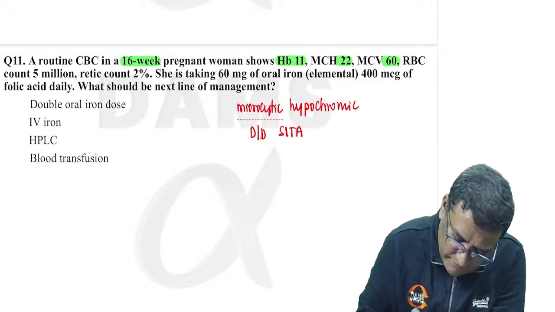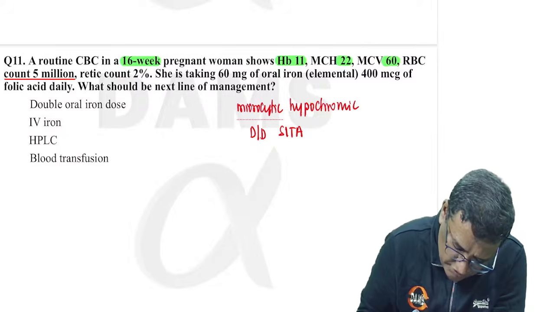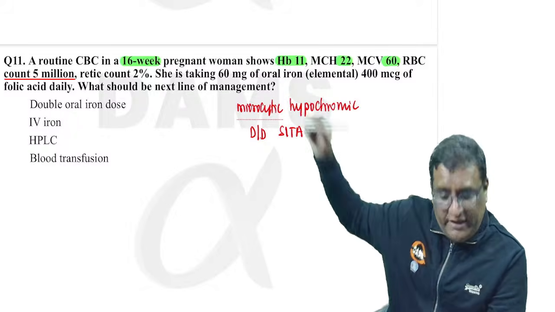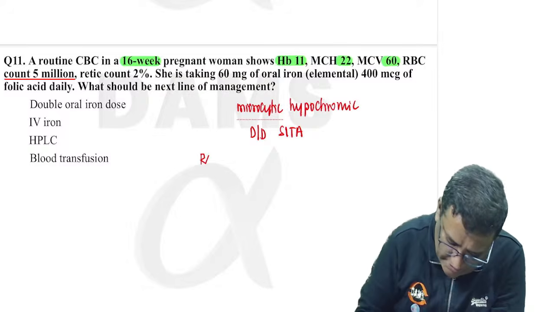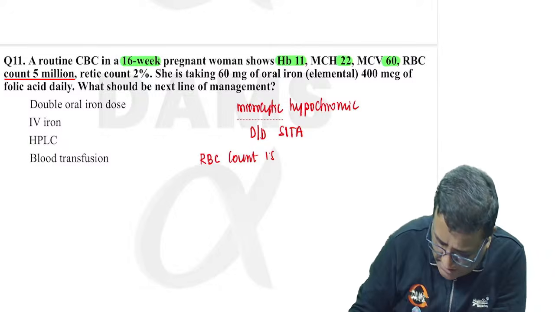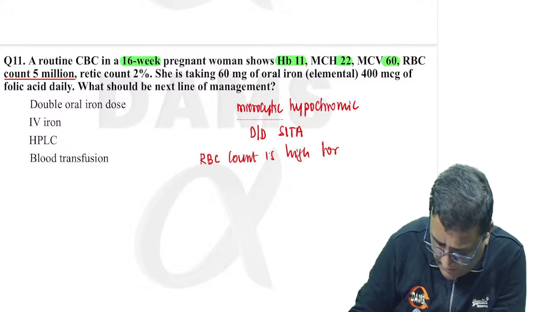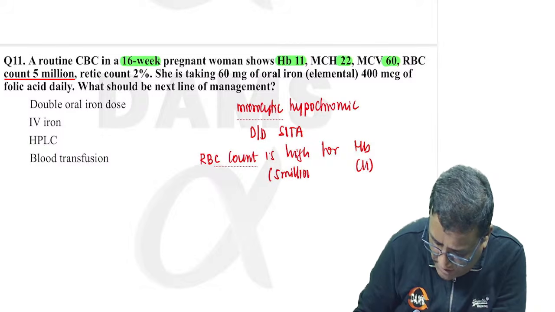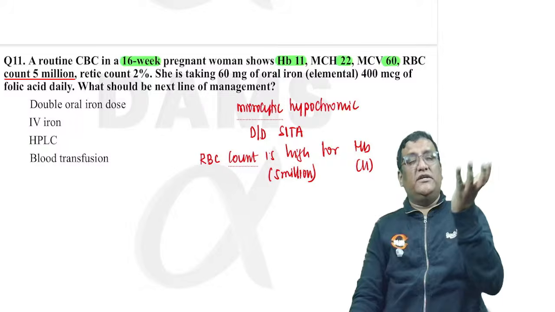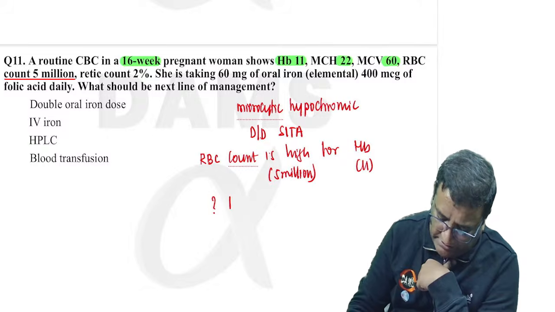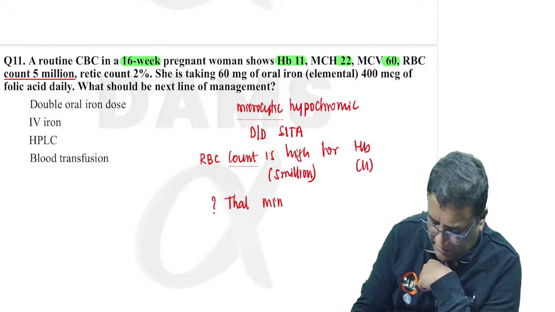RBC count 5 million. This is the keyword for me now. RBC count is very high as compared to the hemoglobin. Patient's hemoglobin is only 11, whereas RBC is 5 million. So whenever RBC count is higher as compared to hemoglobin, start suspecting thal minor. So I'm suspecting thalassemia minor in the patient.